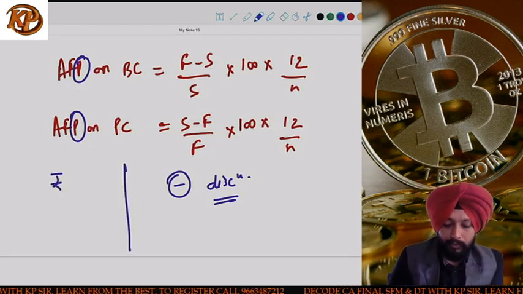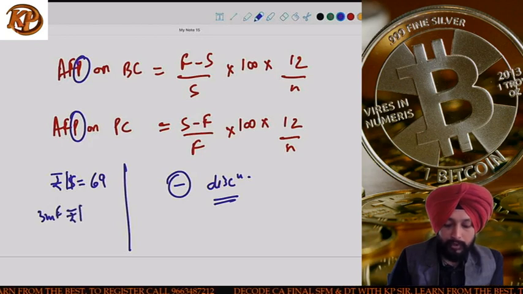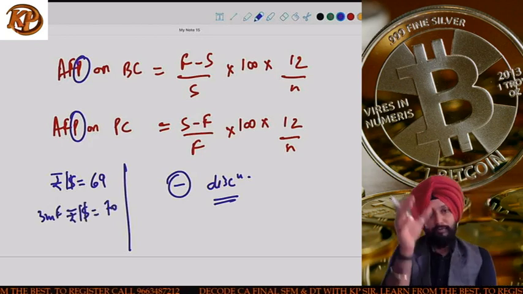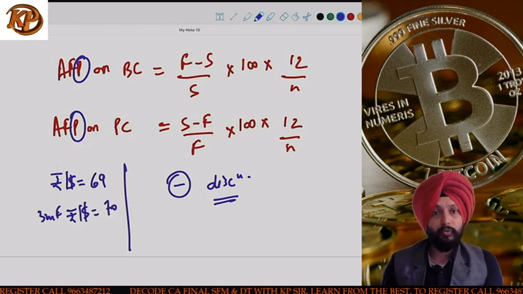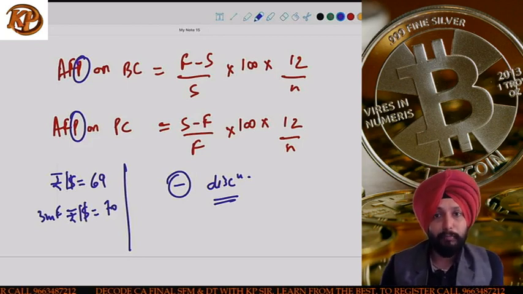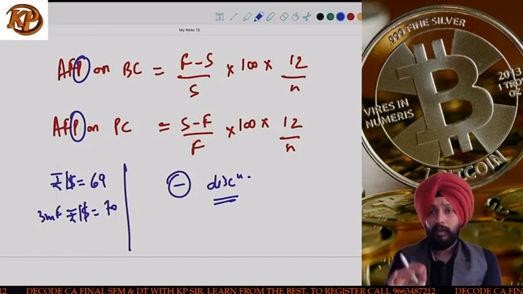For example, if rupee per dollar is 69 and 3 months forward rupee per dollar is 70, then obviously when we look at these two quotations, I will say that looking at the 3 months forward quotation, we understand dollar is at a forward premium, which also means rupee is at a forward discount. I hope this is clear.